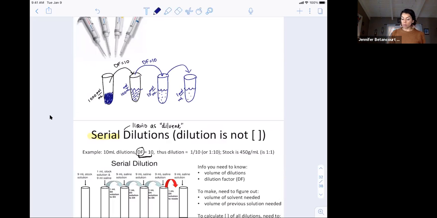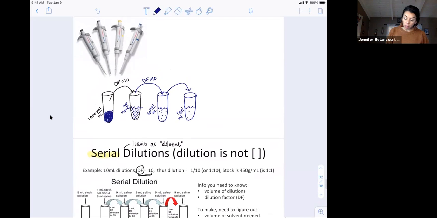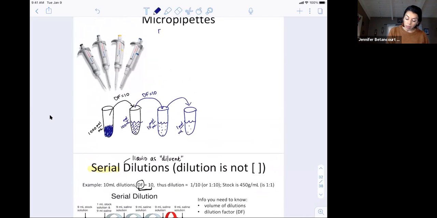So how do you do the math for this? A couple things I want to mention is that common DFs are factors of 2, factors of 5, 10, and 100. But in theory, you can do any DF. You can do a DF of 3, 4, 7, 22, whatever you want, because you just need to know how to do the math.